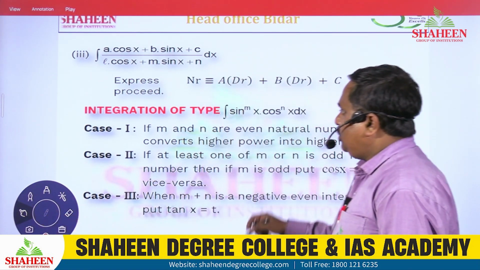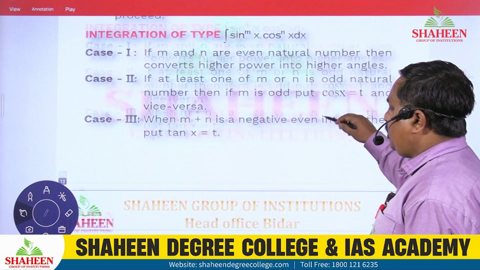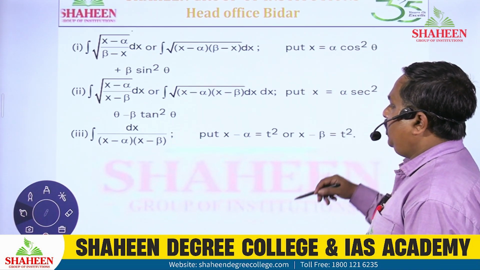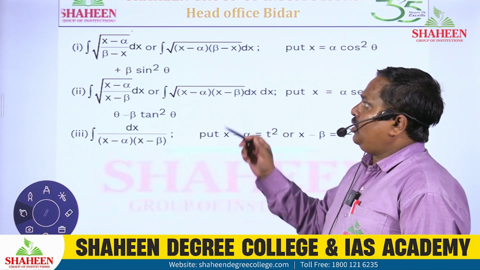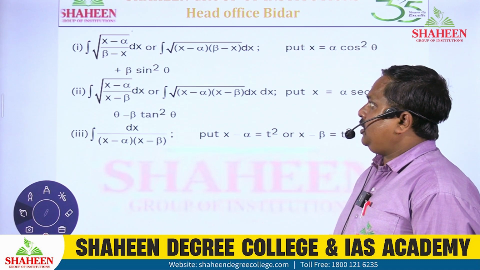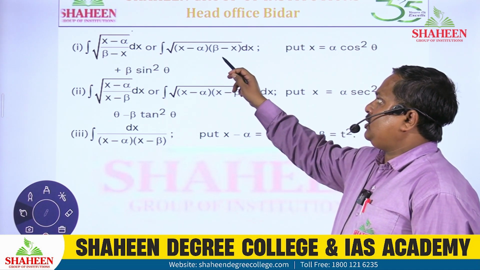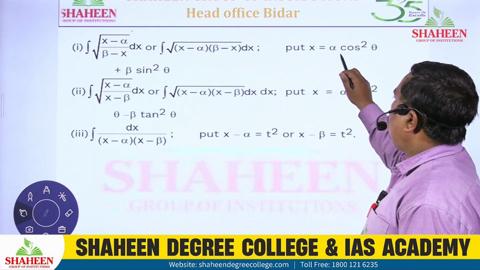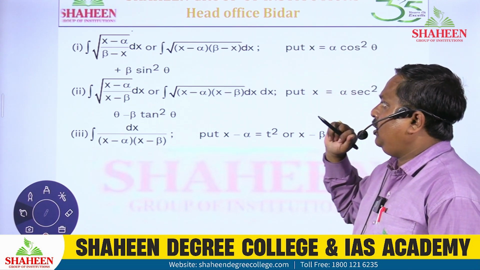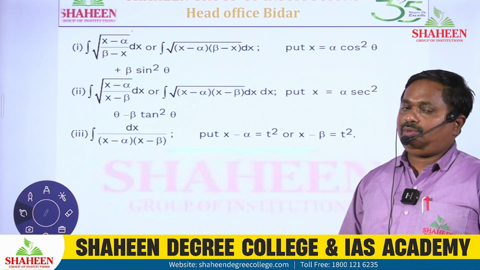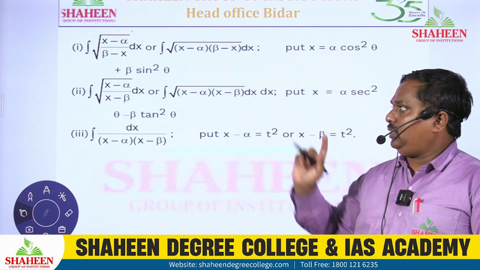Next, these were about the substitution method only. Here we have some integral types, that is, integration of under root (x minus alpha) divided by (beta minus x), or under root (x minus alpha) into (beta minus x). Then we substitute x equal to alpha cos^2 theta plus beta sin^2 theta. We have to substitute this in that kind of integrals.